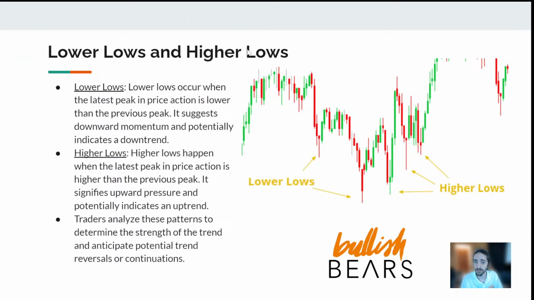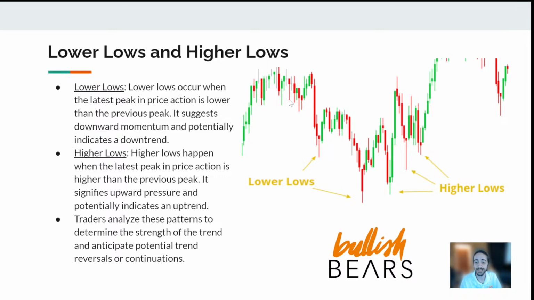Lower lows. Just like higher highs and lower highs, this is now on the opposite side. Lower lows occur when the latest trough in price action is lower than the previous one. So see this low right here, and we created a lower low right here. It suggests downward momentum and potentially indicates a downtrend.